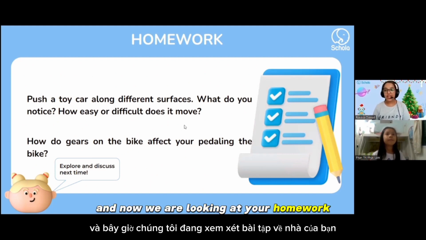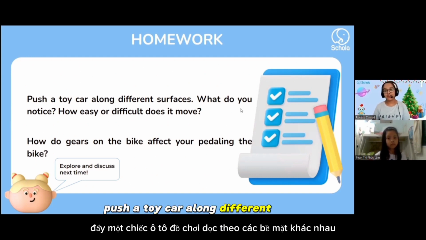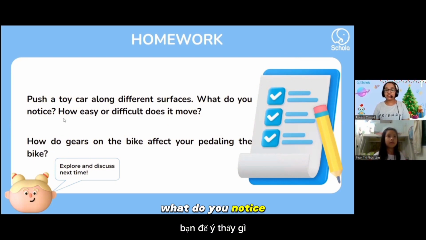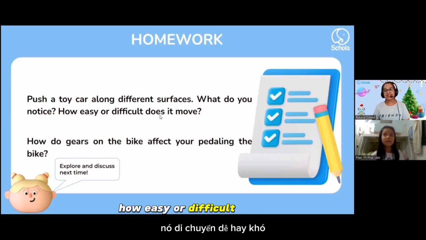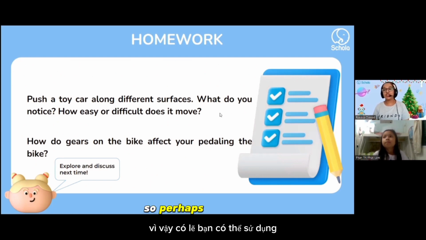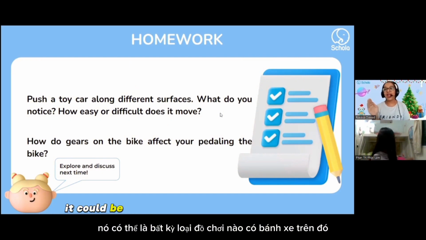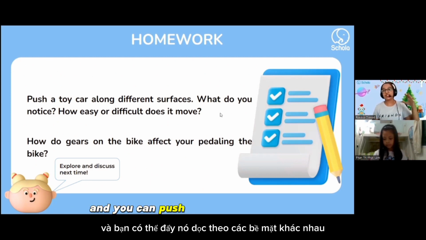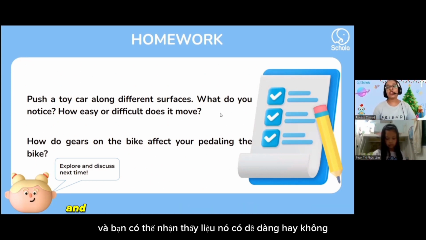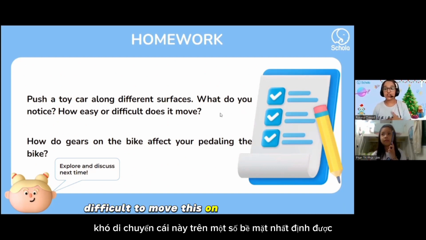Now we are looking at your homework. The homework here says to push a toy car along different surfaces. What do you notice? How easy or difficult does it move? I don't have a toy car. My toy car is too old, so I can't use it. Okay, so perhaps you could use any other toy that has wheels on it. You can push it along different surfaces and notice whether it is easy or difficult to move on certain surfaces.